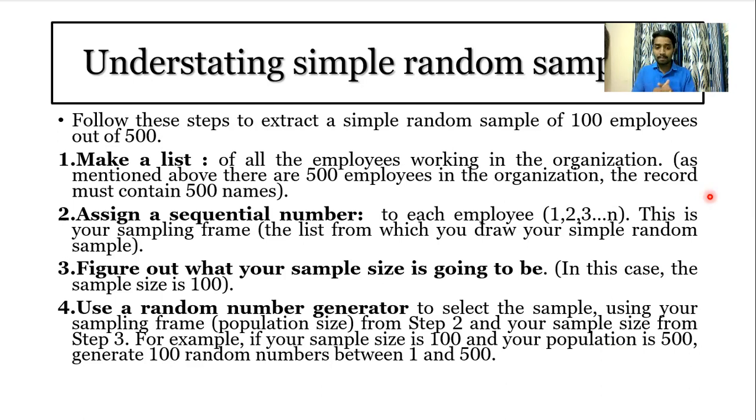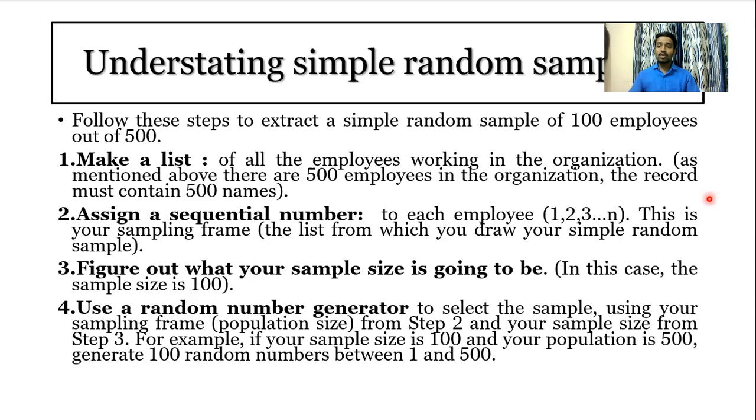To select the sample using the sampling frame, we should make sure that we have the sampling frame and the sample size. Then, if your sample size is 100 and your population is 500, you have to generate 100 numbers between 1 and 500.